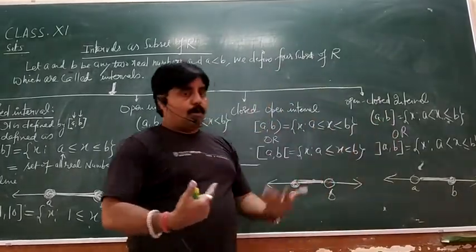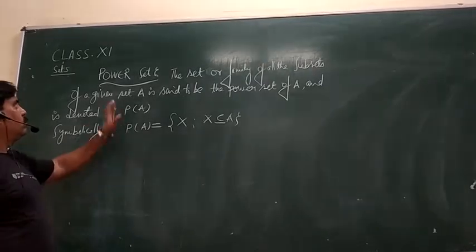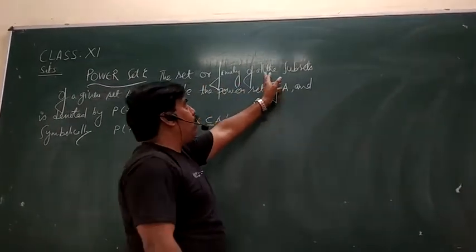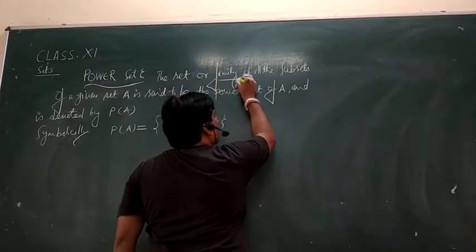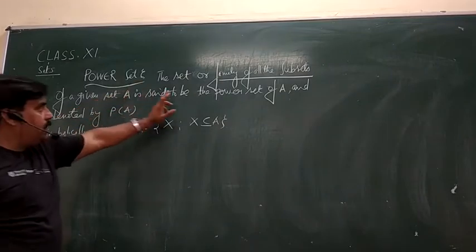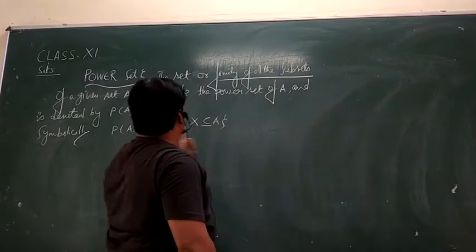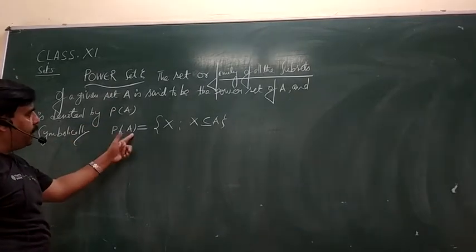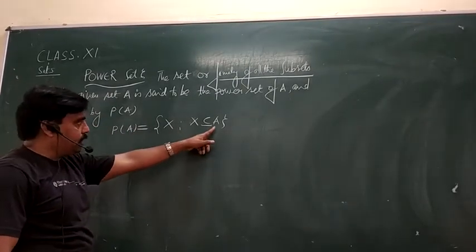Next we will discuss the power set. Now the power set: the set or family of all the subsets of a given set A is said to be the power set of A, and it is denoted by P(A). Symbolically we can represent P(A) is equal to {X such that X is a subset of A}.